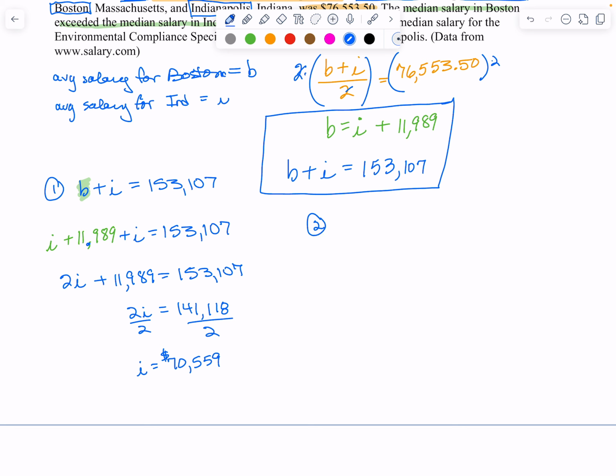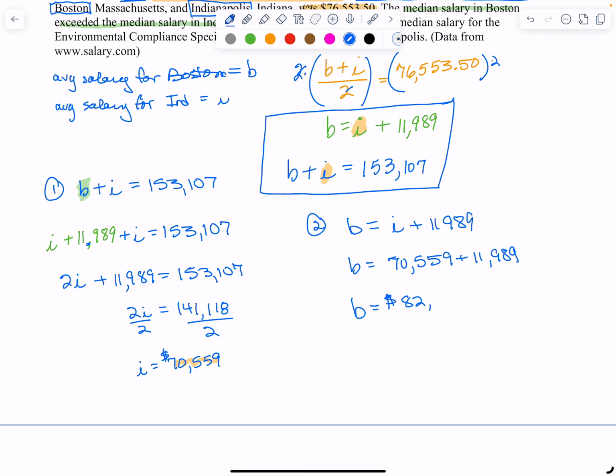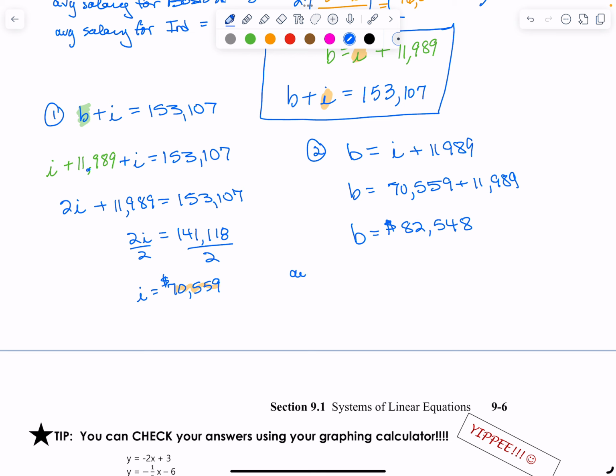And then I'm just going to plug that in. And again, I can plug that value that I found into any I. So I could put it here or here. The easiest place is going to be in that first one, right? So B equals I plus 11,989. And I just stick my 70,000 right in there, and I add my 11,989. So the person in Boston, the average in Boston is $82,548.